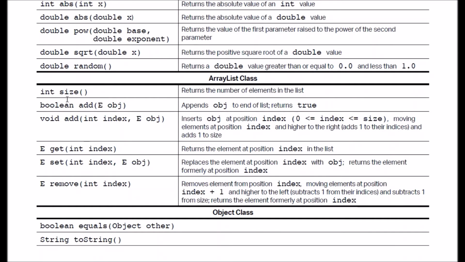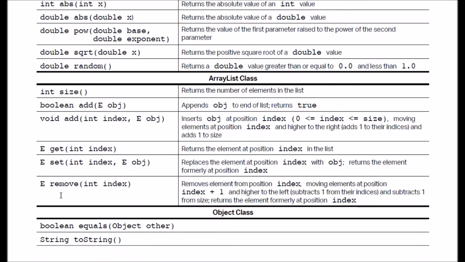But size, of course, you know that tells you how big the array list is. That's the length of it. You can add an item to the array list. There's 2 versions of add. You can get an item at a particular position in an array list. And you can set an item, that's like replacing an item in an array list. And you can remove an item in an array list.